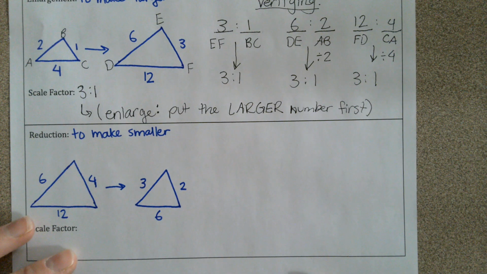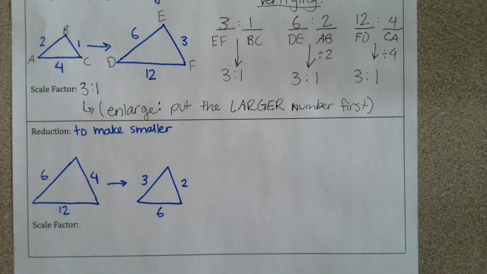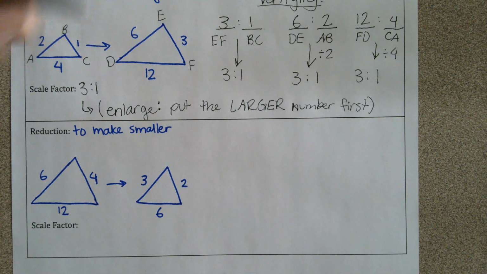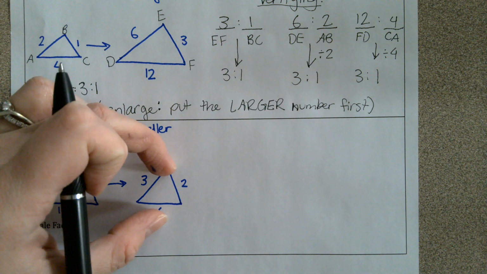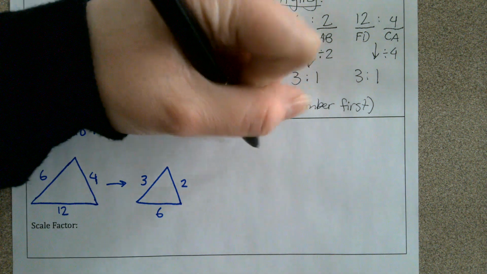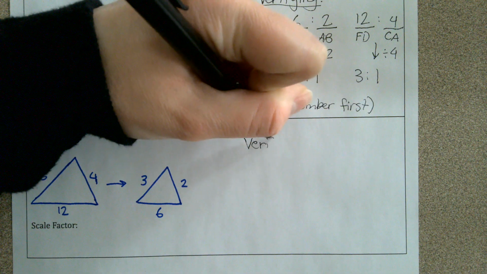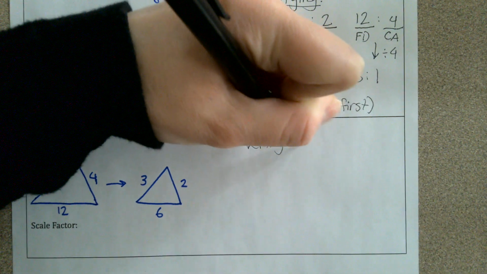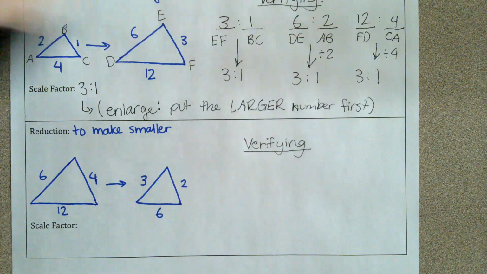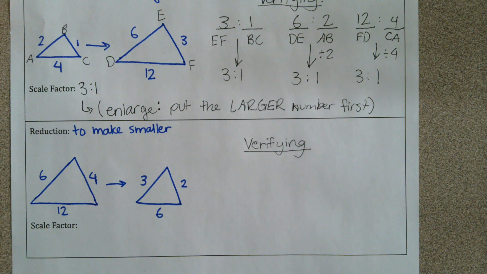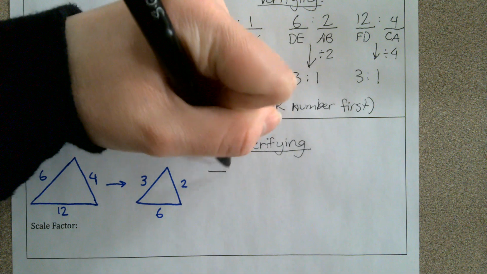That works too. We're going to repeat this down here with the reduction problem. This time we're going in the reverse order. We're starting with the large triangle and getting smaller. So again, I'm just going to verify that this works for all 3 sets of sides. You'll be asked to do this on homework, knowledge check, and test. So it's very important you know how this is supposed to look. So again, you make your 3 ratios.